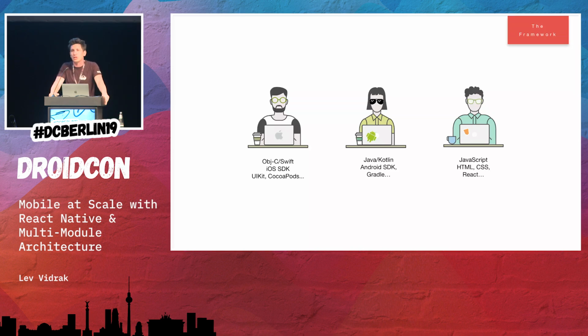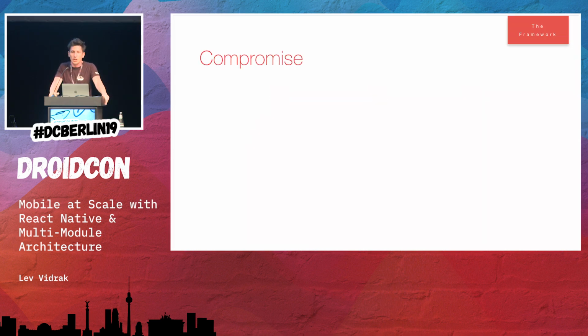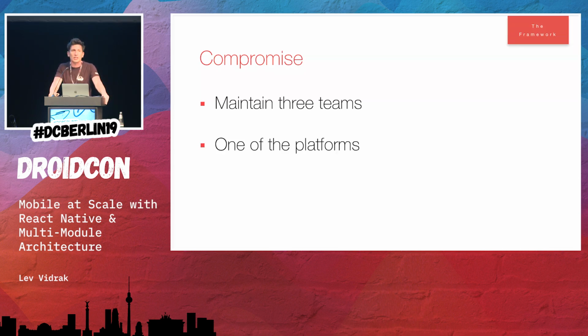And what companies are doing, they have to compromise. They can compromise on time and money and really maintain three teams, like most companies do. They can compromise on one of the platforms and, for example, develop the iOS application first and after that catch up with the Android application, or vice versa. Or they can compromise on the quality of the application and choose solutions that are based on web views, such as Cordova and PhoneGap, that are trying to simulate the native views with JavaScript, and we all know that the result is bad.